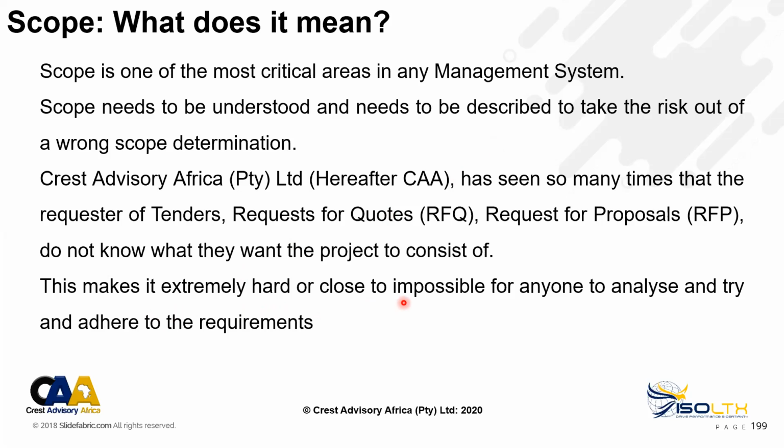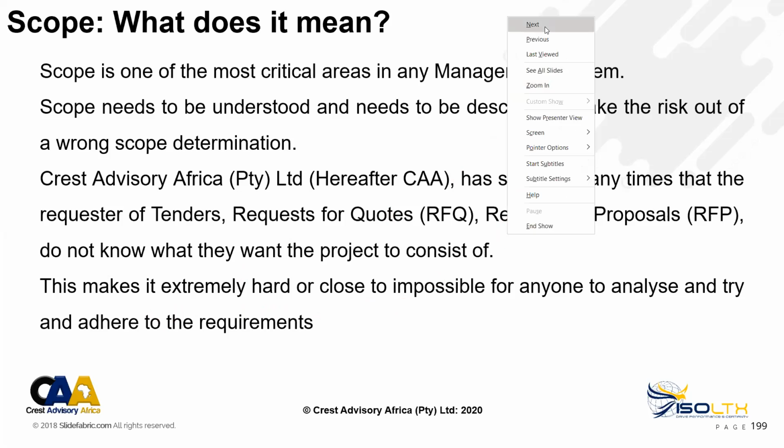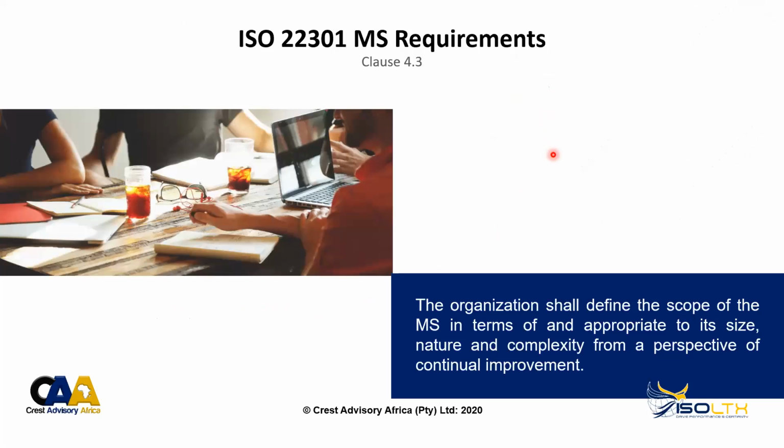So this makes it extremely hard or close to impossible for anyone to analyze and try to adhere to the requirements. Now, I want to go over what the requirements are in terms of ISO 22301 for the management system. In terms of the standard, I just want to stop there with the word shall. Shall is a requirement, just like must. Shall is like the 10 commandments in the Bible. Shall is a requirement that there is no negotiation about. You shall do that, and if you don't do it, there are consequences.